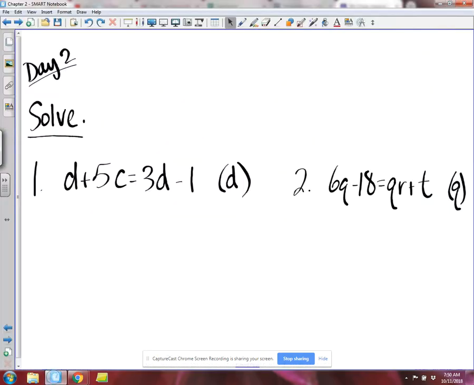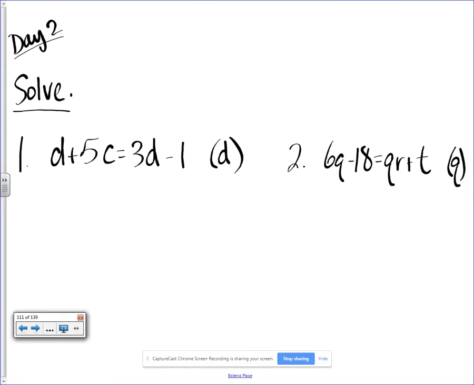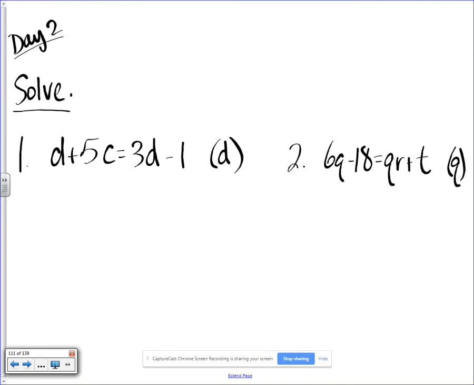These are going to be your Day 2 notes on dimensional analysis. Remember that we now have equations with lots and lots of variables in them, and I'm going to tell you which variable to solve for. When you are doing that, you are trying to isolate that variable.